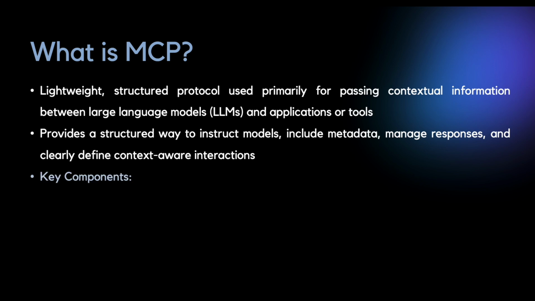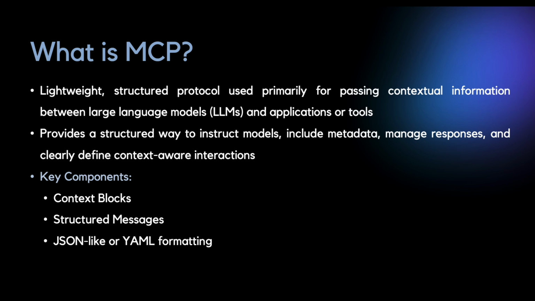The key components of MCP include the context blocks. These are sections where instructions, examples, and context specific data are provided. Next, we have the structured messages. These are clear tagging and syntax which help models interpret the information consistently. And we have JSON like or YAML formatting. MCP typically leverages simple JSON or YAML style formatting for readability and ease of parsing.